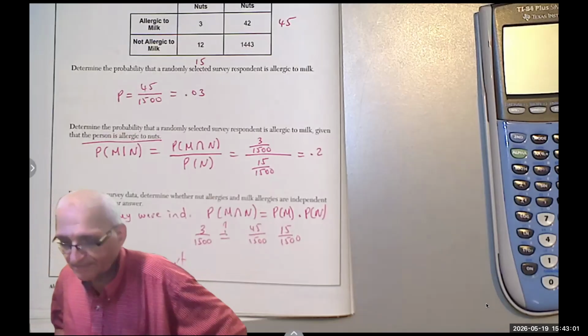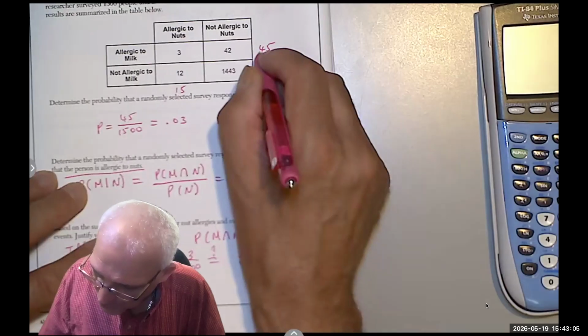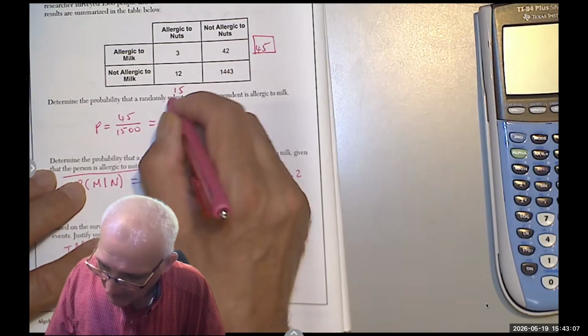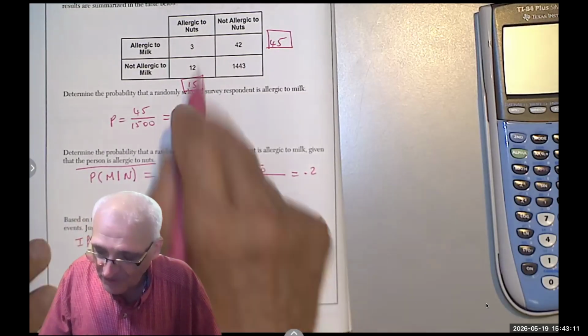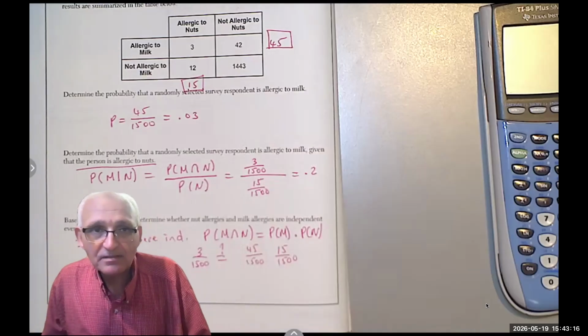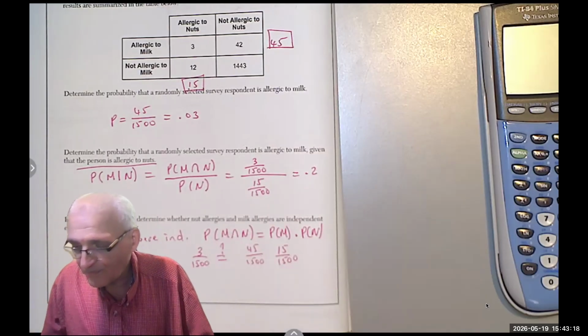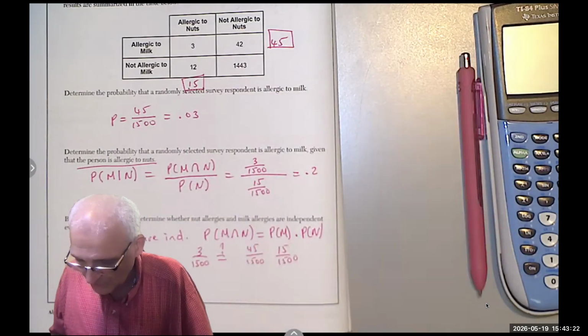Another way to do it, by the way, is you multiply the row total by the column total and divide by 1500. If you get 3, then they would be independent. Or 3 over 1500. Of course, here you won't get that. So they are not independent.